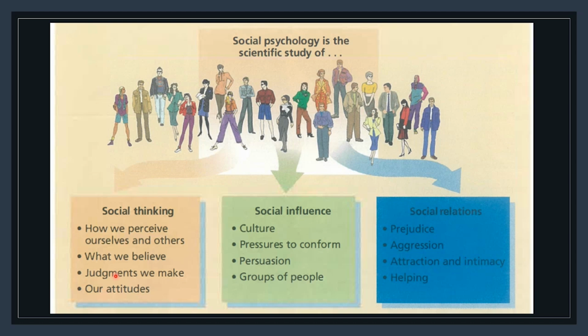And these are some broad list of topics covered in social psychology. So if you look into any social psychology textbook, you will most likely find each of these topics in the table of contents. Now, of these three sets of topics, social thinking, influence, and relations, in this semester, in this Psychology of Interpersonal Relationships A course, we will focus on this first essence, which is social thinking.